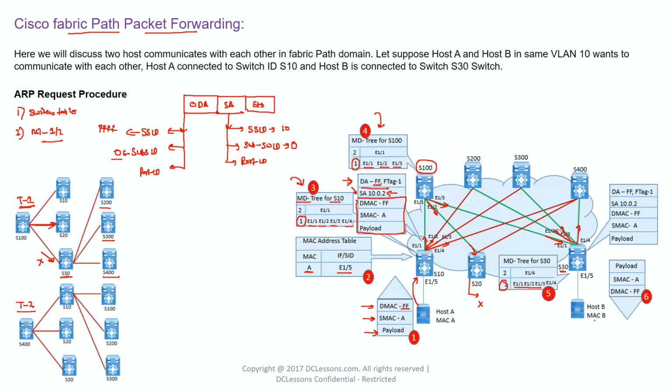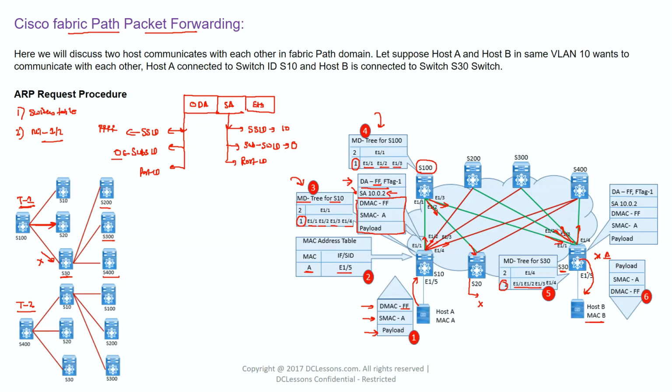But it has the host connected here. So what it will do, it will decapsulate the FabricPath frame and forward the original Ethernet frame to host B. Here, after decapsulating, it is not going to learn any MAC address of A because of the conversational MAC address learning rule. Bidirectional communication has not been established. It's only a one-way path.